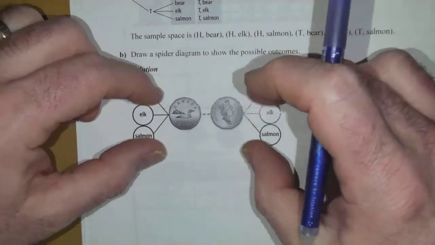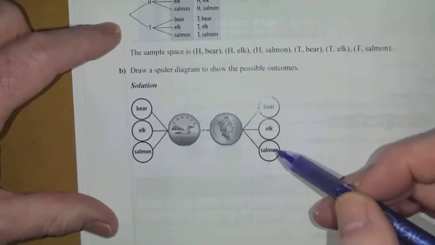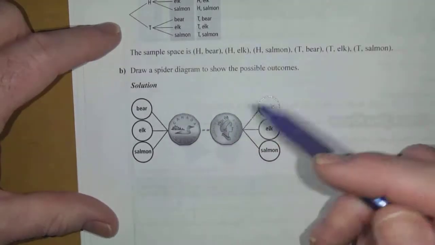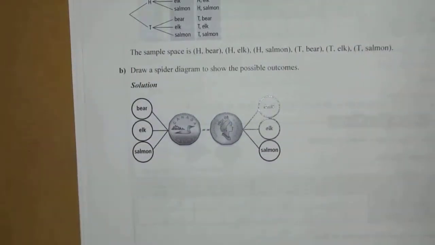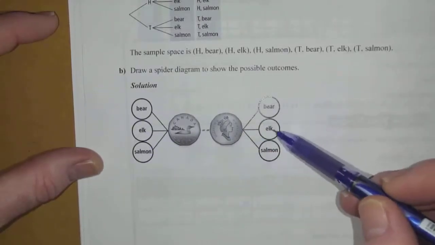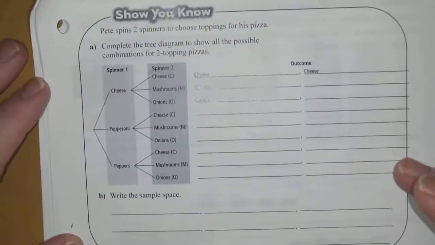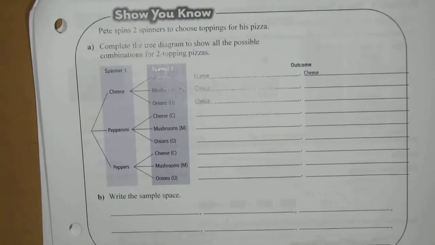And then off to the sides, we branch out and show the bear, the elk, the salmon. The bear, the elk, the salmon. So that looks more like a spider rather than a tree, but it shows that we still have 1, 2, 3, 4, 5, 6 different possible outcomes that are all unique. So again, please go ahead and give that a try.